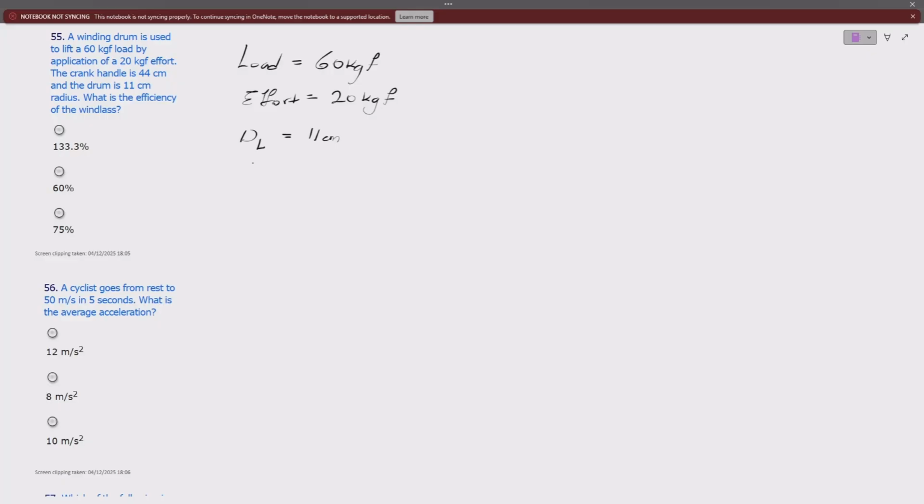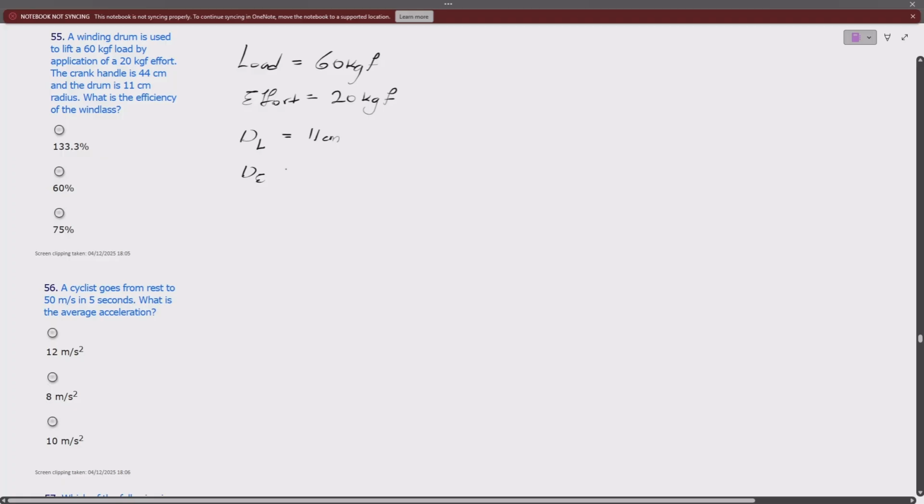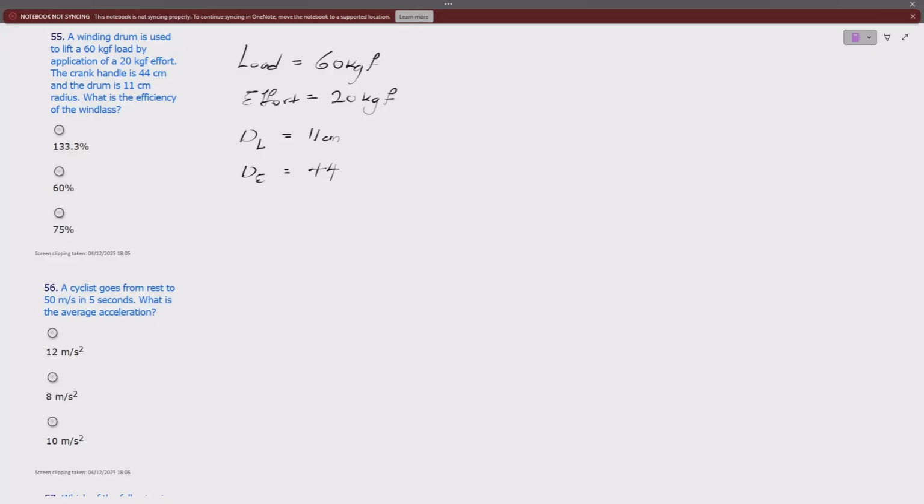And the effort distance, or DE, equals 44 centimeters. Now the efficiency equals mechanical advantage over velocity ratio.